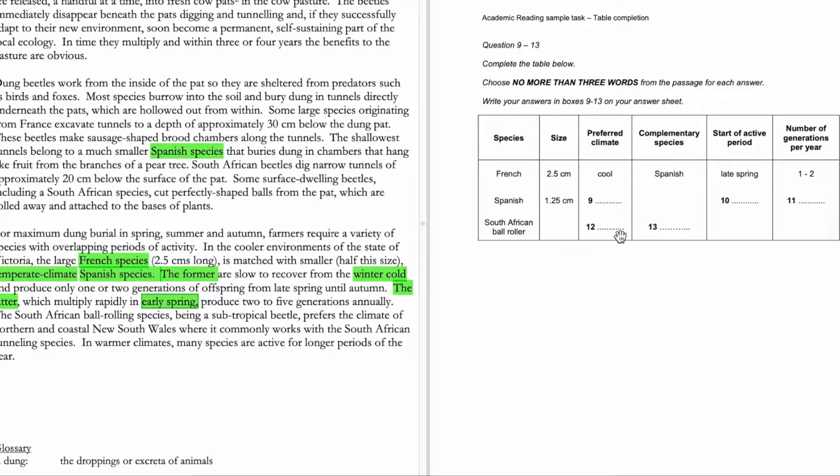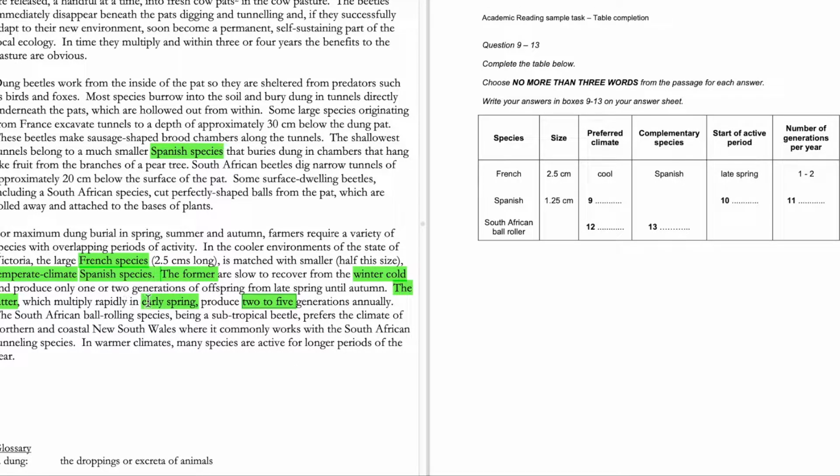So we'll go further to question number 11, number of generations per year. So here we just see that they are saying that they produce 2 to 5 generations annually. Annually means per year. So the answer about this Spanish species, number of generations per year, is gonna be 2 to 5. I'm gonna highlight it as well, and we'll go further to another type, which is South African bull roller, and we need to know their preferred climate.